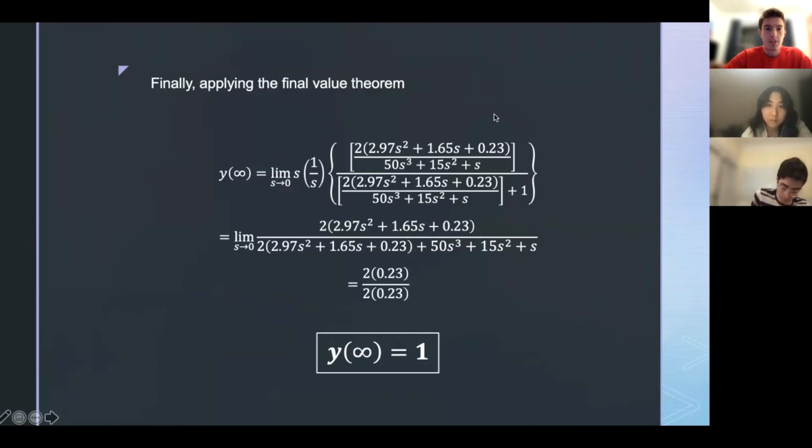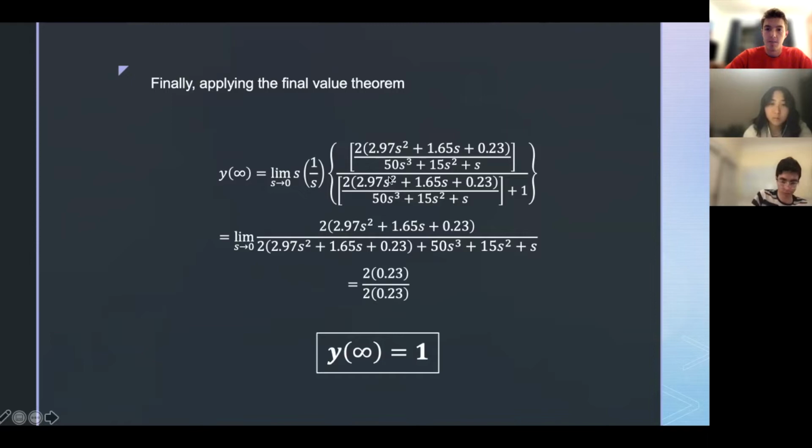Since we have this equation, we're going to apply the final value theorem in order to find our final value as time goes to infinity. So our step change is 1 over s, and when you're using the final value theorem, you do the limit as s goes to 0 of s times whatever the Laplace domain is times y. As you can see, that s times 1 over s cancels out.